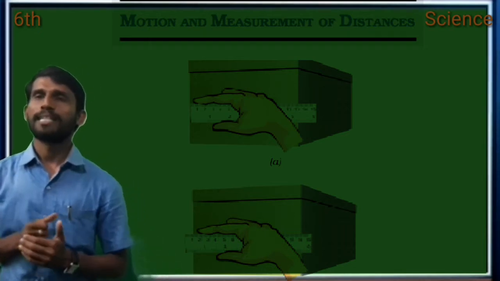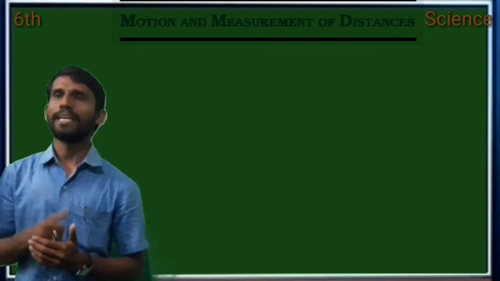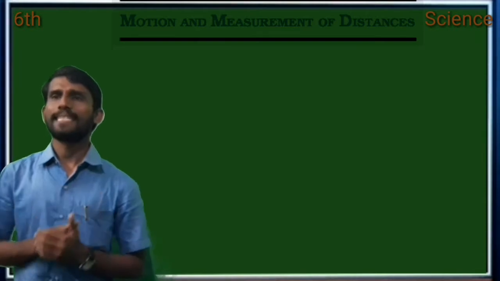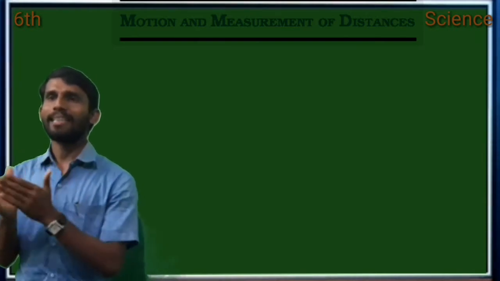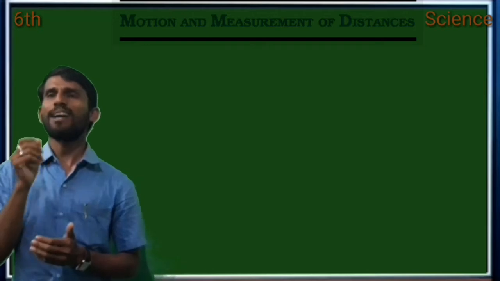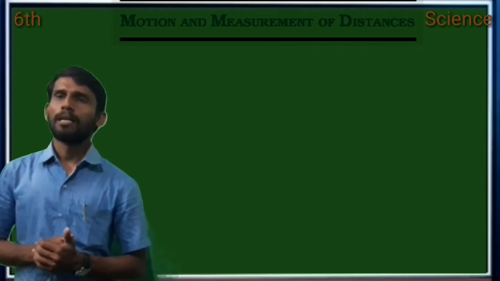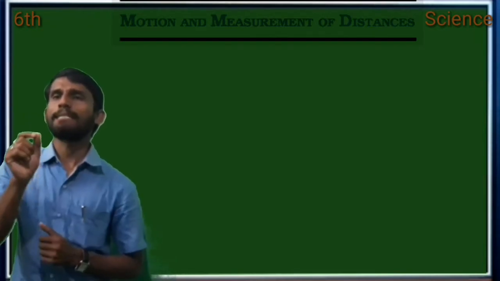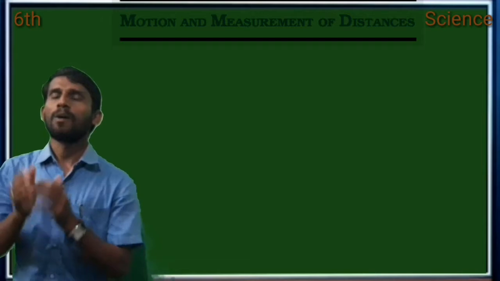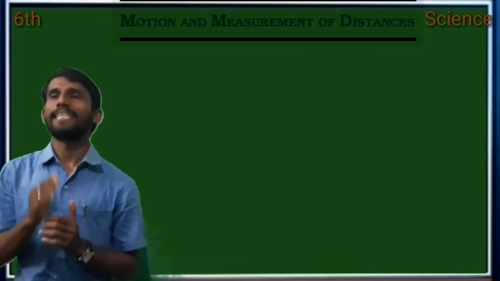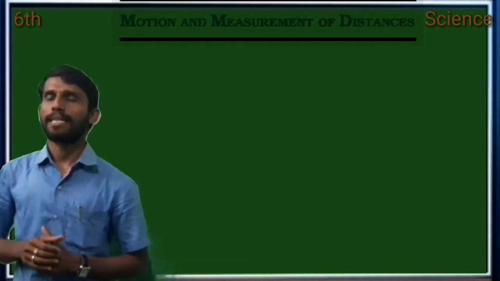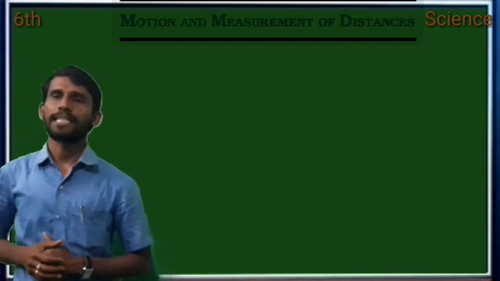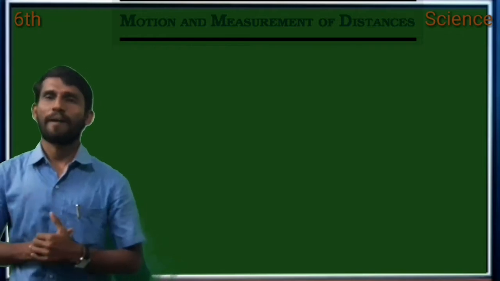For example, dear student, if you take the reading at the starting mark as 1 centimeter and at the other end it is 6.5 centimeter. Therefore, the length of the object is 6.5 centimeter minus 1 centimeter. When we do the subtraction, we get 5.5 centimeter. Here the measured length is 5.5 centimeter.